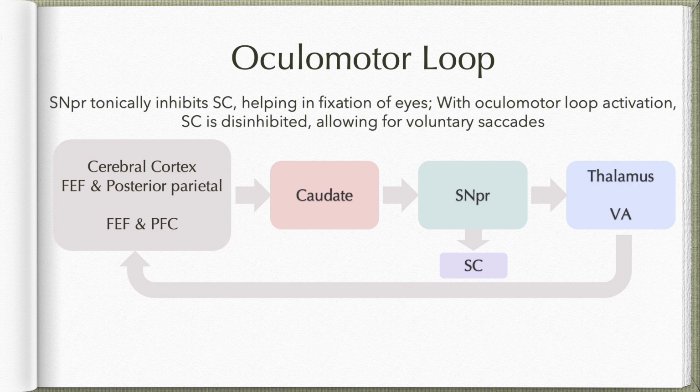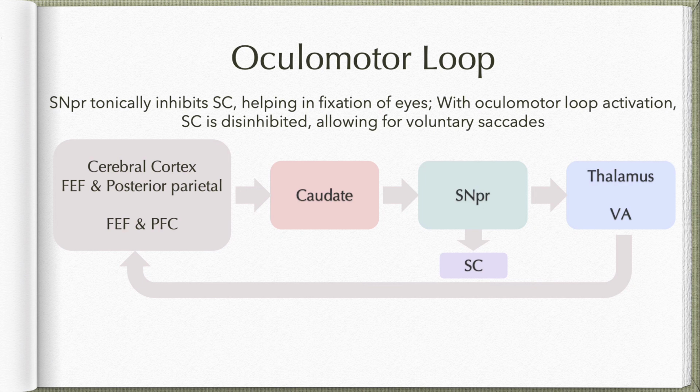So how does this oculomotor loop work? The substantia nigra pars reticulata is tonically inhibiting the superior colliculus. That is what helps in fixation of eyes. For most of your activities, you need to fix your eyes to a particular point of focus. But whenever you want to execute a voluntary saccade, then this oculomotor loop will become activated so that the substantia nigra pars reticulata now will disinhibit the superior colliculus, and then the superior colliculus will send the appropriate inputs to the horizontal and vertical gaze centers, resulting in voluntary saccades. So that is how the oculomotor loop will act.